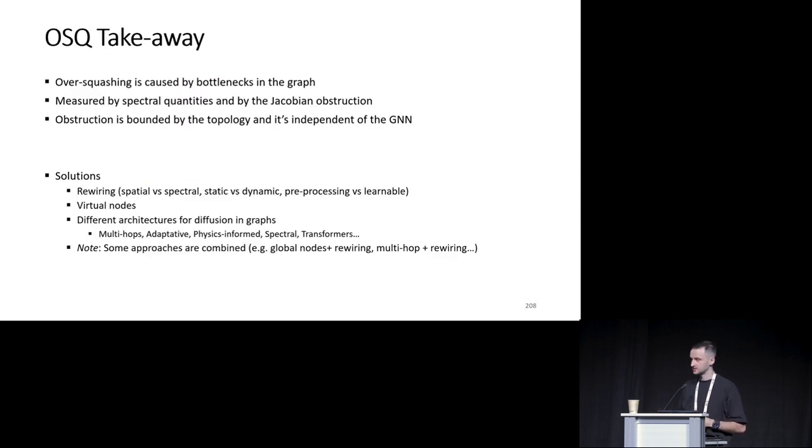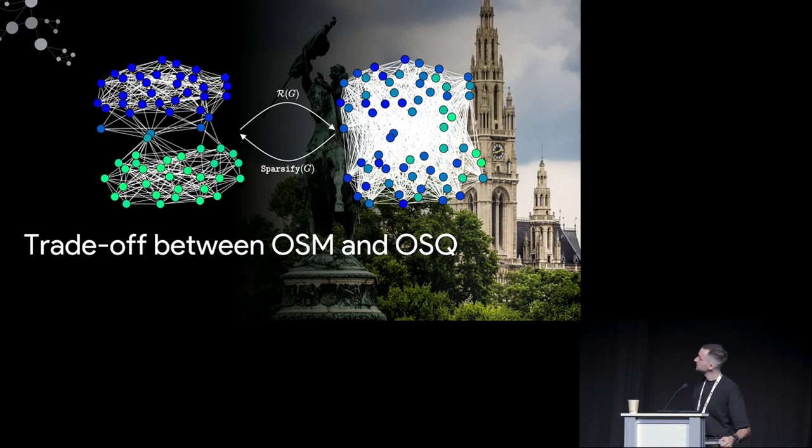Yeah, so basically this over-squashing is caused by the bottlenecks in the graph and the long range, and you can do rewiring, virtual nodes, etc. I'm going to skip this part, basically, but maybe you have already realized that there's a trade-off here.